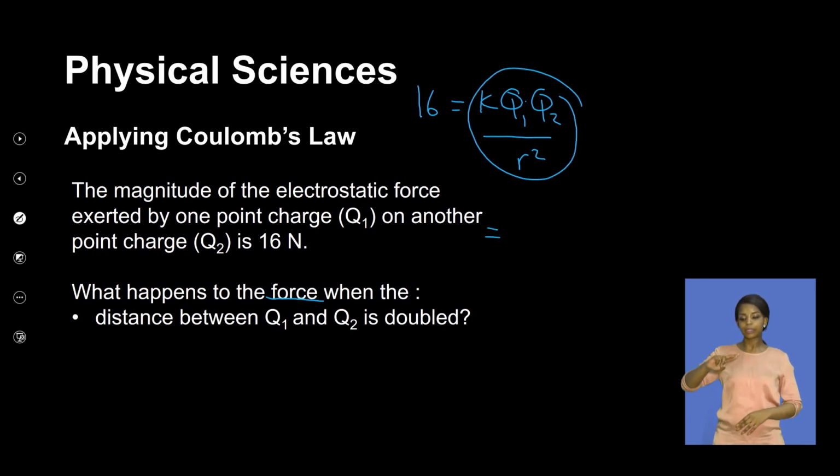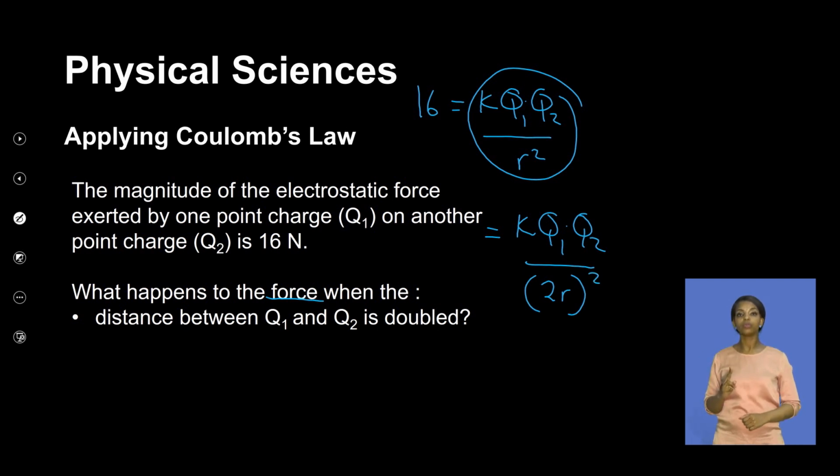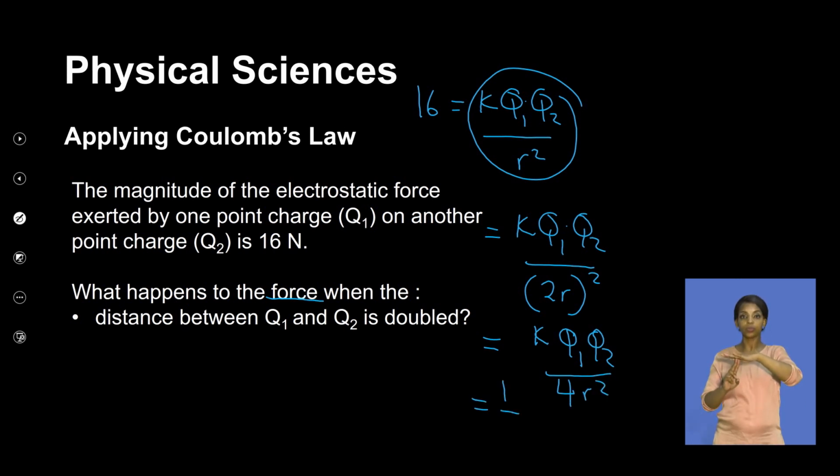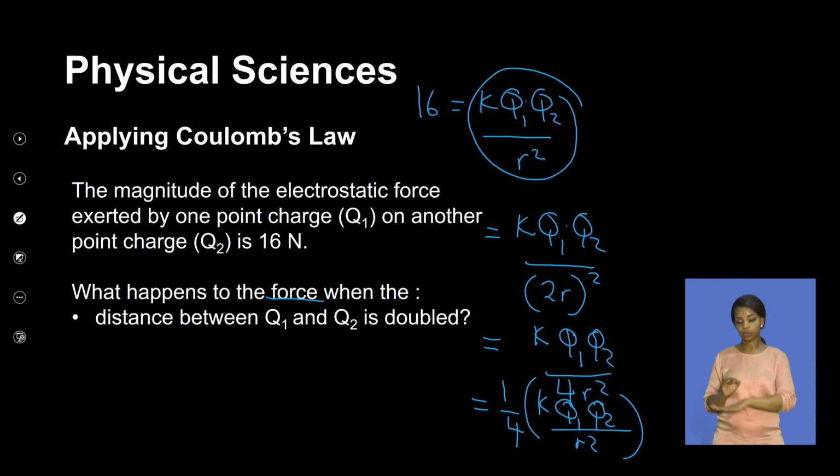So if we double the distance, it's going to be K Q1 Q2 over 2R, and now we are squaring 2R, take note of that, okay? So if we square 2R, this reduces to K Q1 Q2 over 4R squared. So this is like 1 over 4 K Q1 Q2 over R squared. So that's our 16. So the new force will actually be a quarter of the original one. The force has decreased because we've doubled the distance. That's the inverse proportionality. So the new force will be a quarter of 16, which is 4 newtons, right?